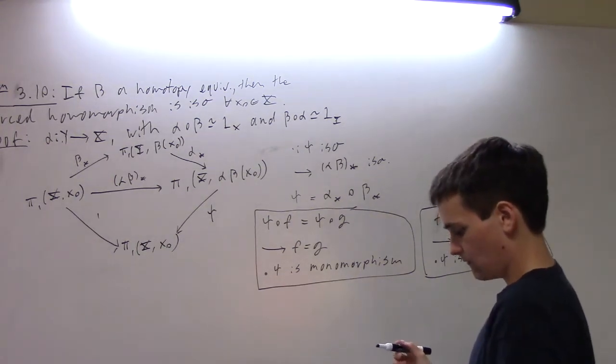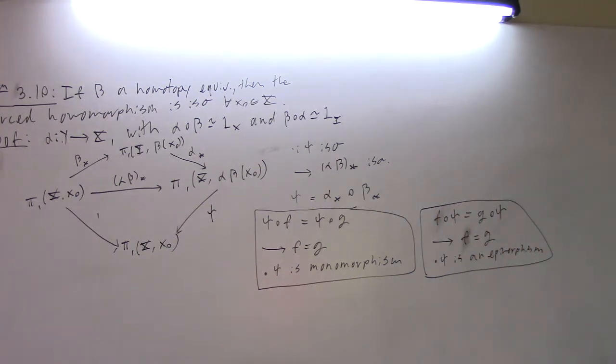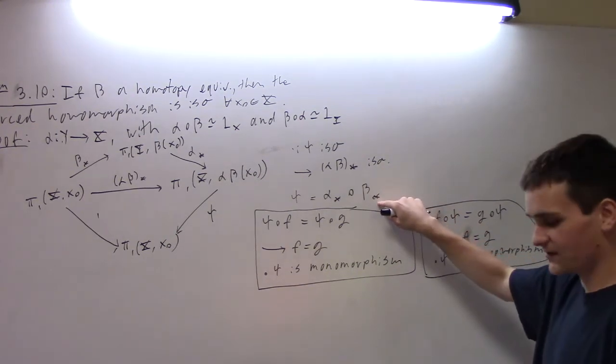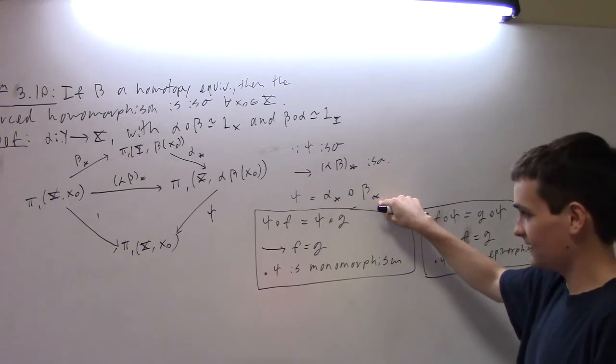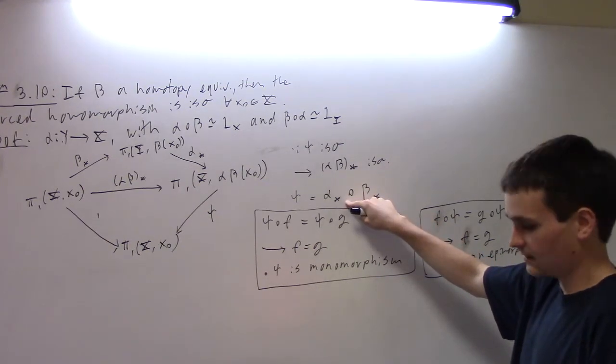Wouldn't it be? Oh, never mind. Did I have it messed up? I think that's right. I started to say one thing, but then I changed it. This has to be injective. This has to be surjective.